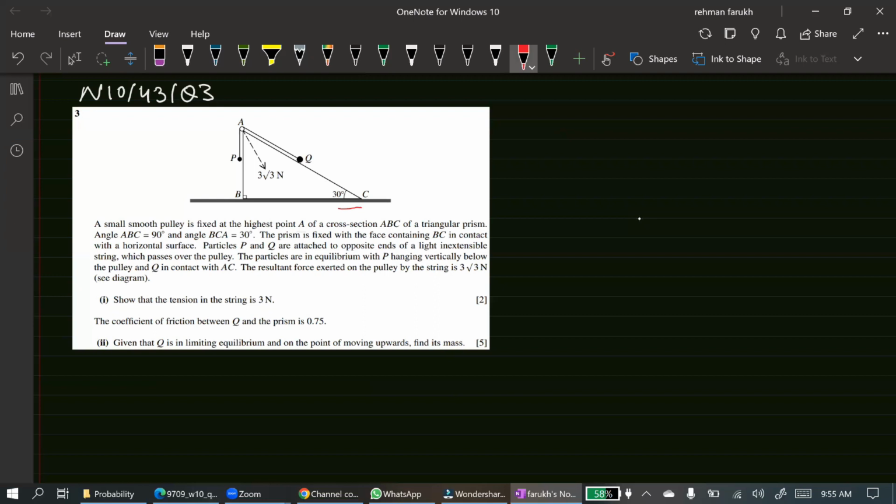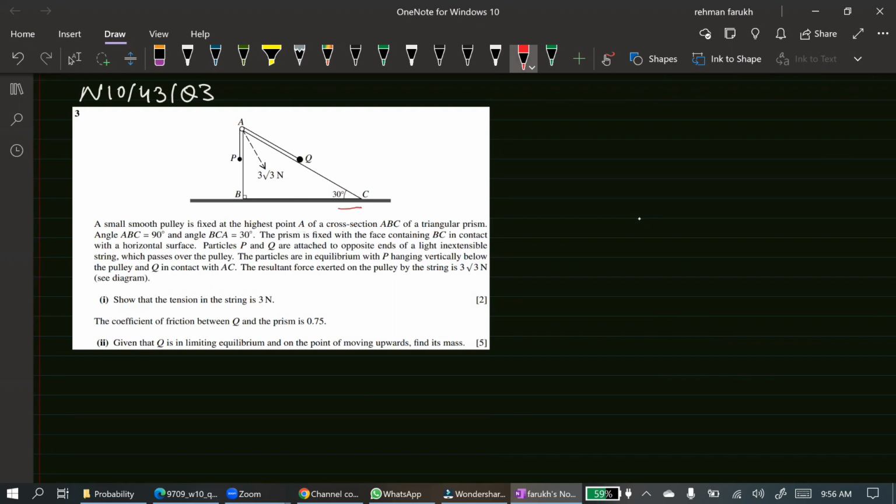The particles P and Q are attached to the opposite ends of a light inextensible string which passes over the pulley. The particles are in equilibrium with P hanging vertically below the pulley and Q is in contact with AC. The resultant force exerted on the pulley by the string is 3 under root 3 newtons. Show that the tension in the string is 3 newtons.